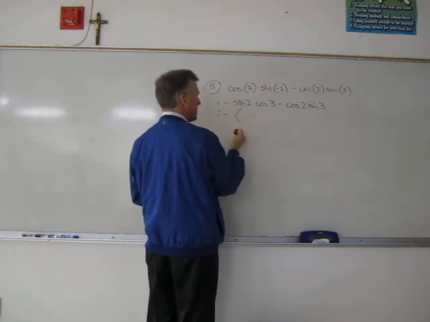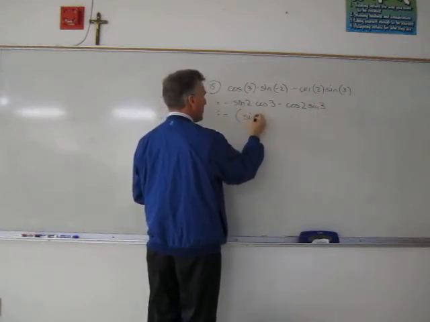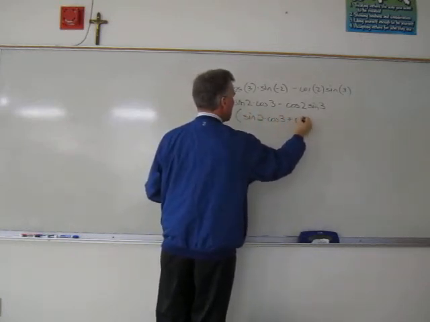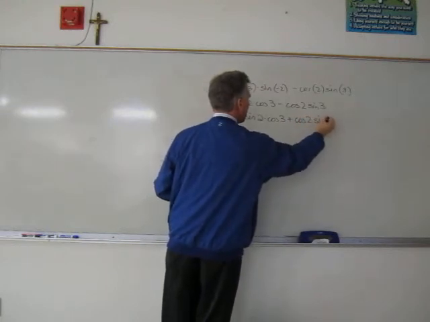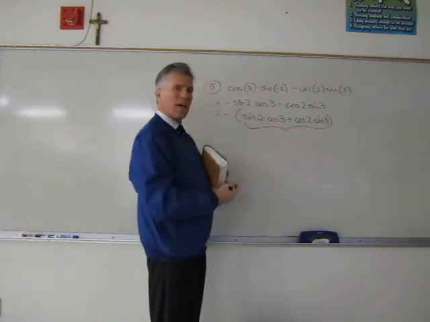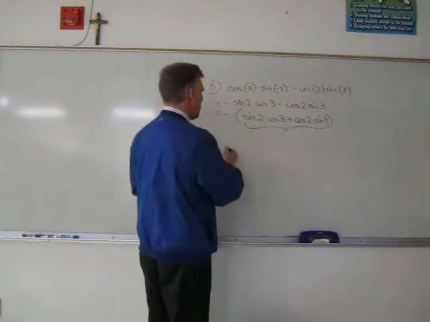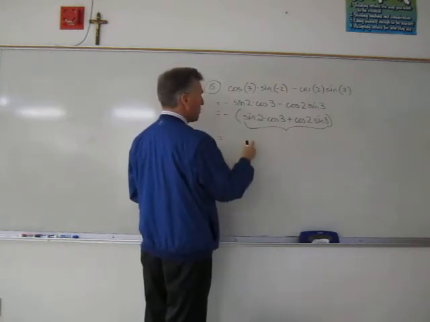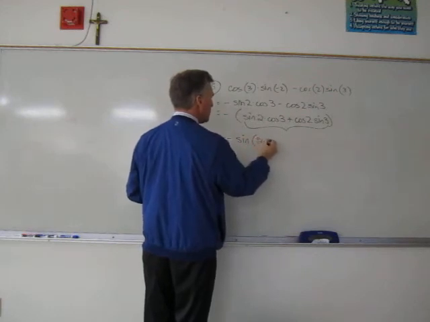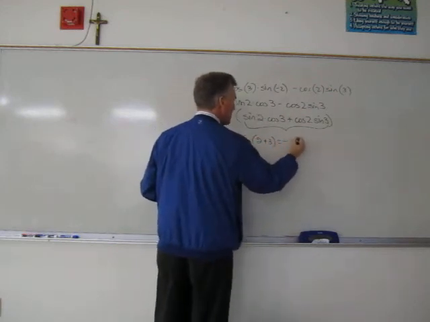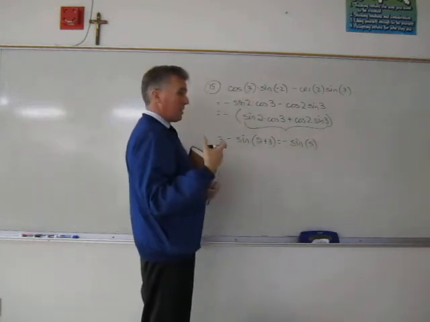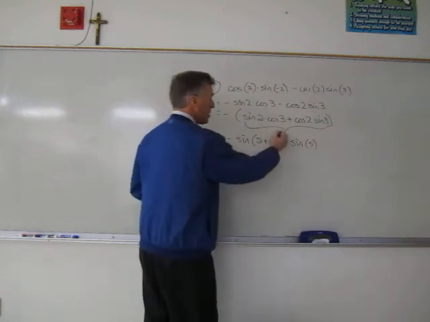Can I factor it out? Yes, I can. So I can write this as minus the quantity sine 2 cosine 3 plus cosine 2 sine 3. Well, now when I look at that, isn't that the form of sine of alpha plus beta? So what are my two angles, alpha and beta? Well, they're 2 and 3. So this becomes minus sine of 2 plus 3, which is minus sine of 5. Again, this is a good answer.